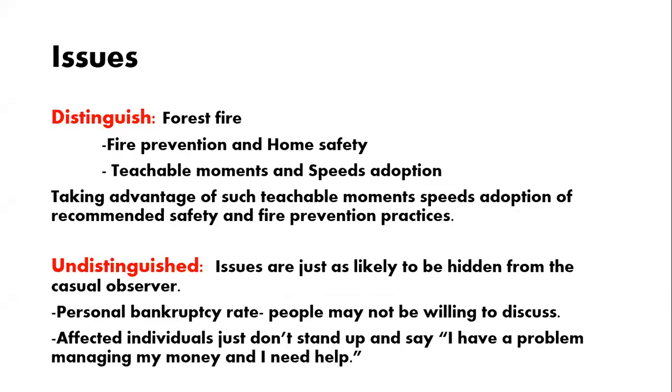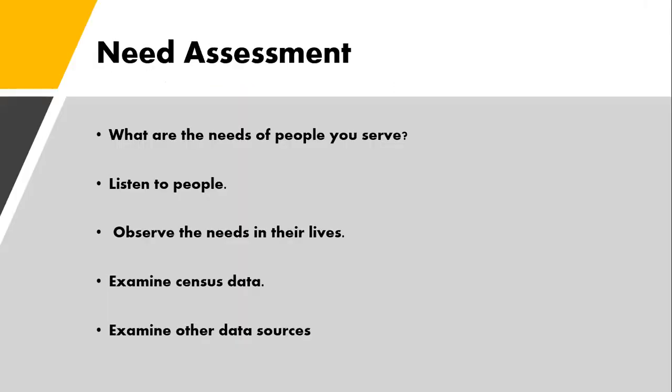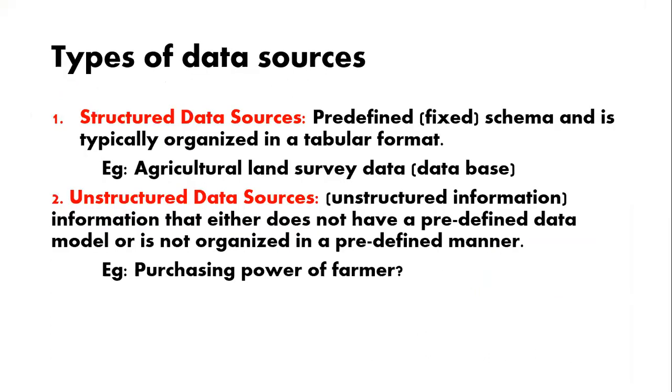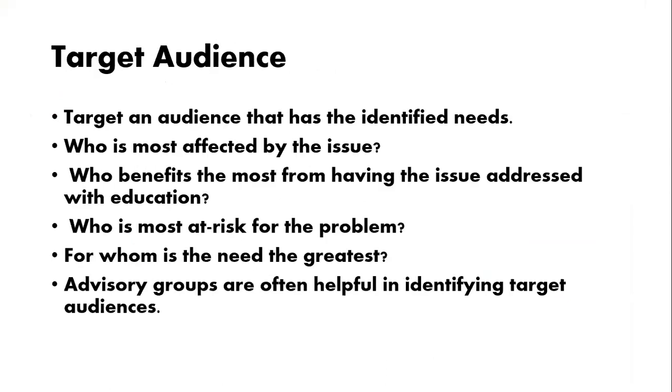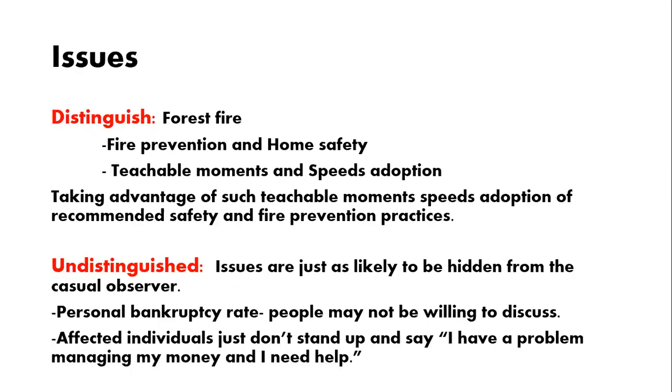Right. So after that, now you know that we need to do the needs assessment. So we listen, observe, and find data from different local and international sources. After that, you can categorize that data into structured data and unstructured data. We analyze that data using tools like gender and stakeholder analysis, these are a few of the tools, right? Then you have to find out the real target audience, and also the target representative groups, advisory group, representatives, and non-traditional categories.